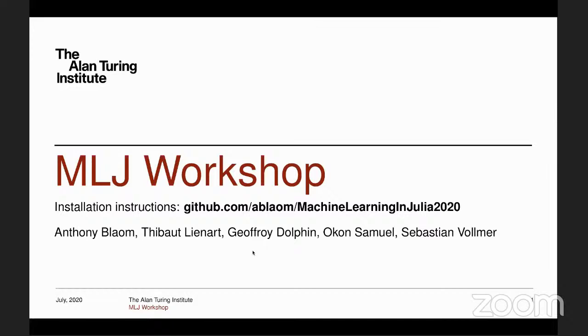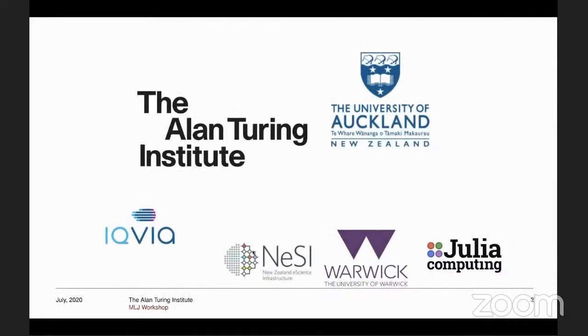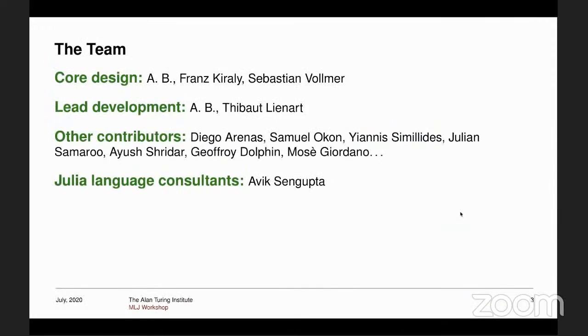Today I'm joined by some collaborators who will be helping us with the questions. They are Thibaut Lienard, Geoffrey Dolphin, Ocon Samuel, and Sebastian Vollmer. The MLJ project is a collaboration between the Alan Turing Institute and now also the University of Auckland. We have a company partner, Equivia, who are actually using this software now. We've also had help from NESI, which is an institute in New Zealand, the University of Warwick, and Julia Computing. Here's the team.